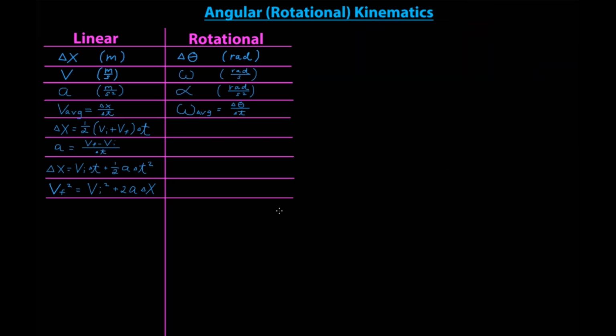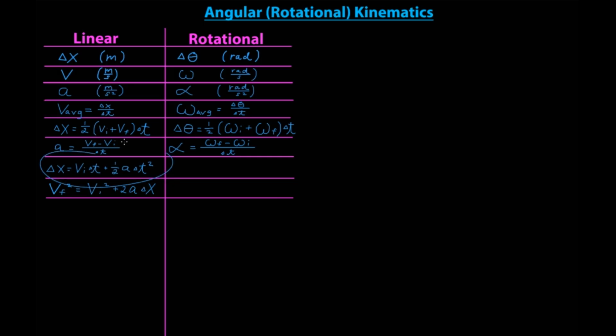Now, I'm not going to bother with full derivations, because watch this. I have displacement. Angular version, I have angular displacement. 1/2, I have velocity initial plus velocity final. I have angular velocity initial plus angular velocity final, and time has no rotational equivalent. This is my acceleration equation. Acceleration is change in velocity over time. So I have angular acceleration, Vf minus Vi, omega f minus omega i, over time.